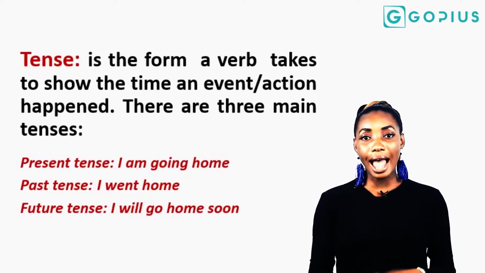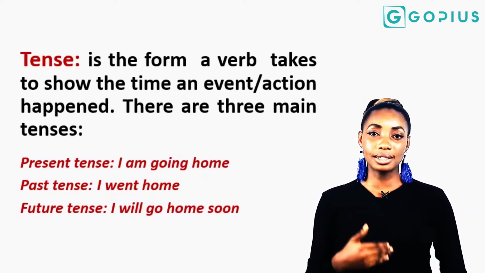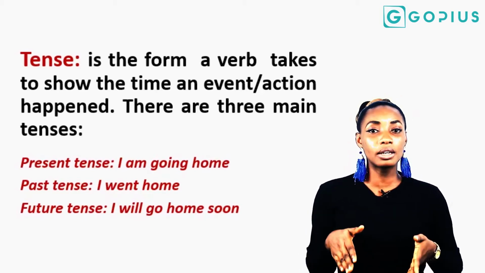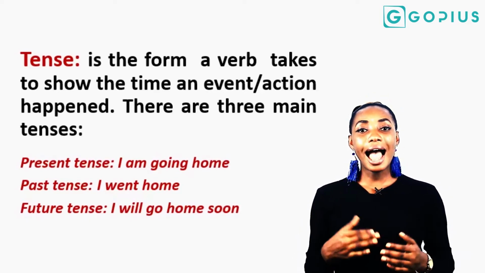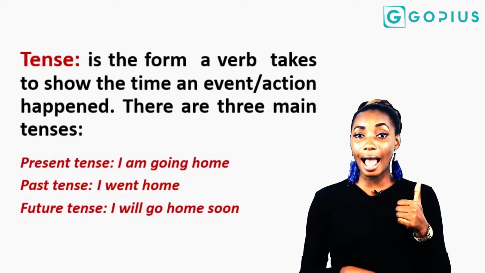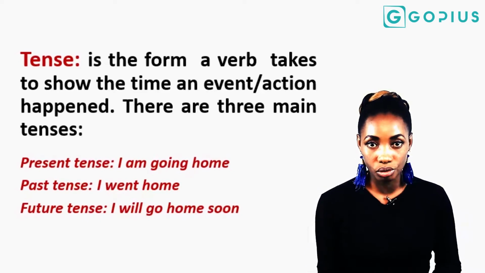So examples: I am going home. That's for present tense. It's happening right now, not later. For past tense, I went home, to tell you that it already passed, it happened before. Future tense, I will go home soon. It's going to happen later, but not now. That's for tenses. It shows when an action, the action of going home, is taking place or will take place, whether it's in the future, taking place at the moment, or whether it already happened.